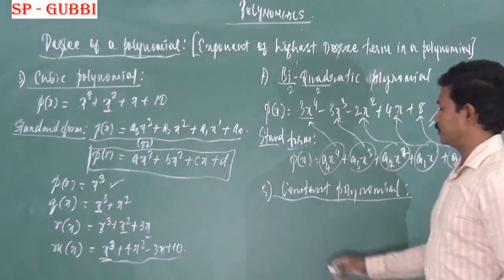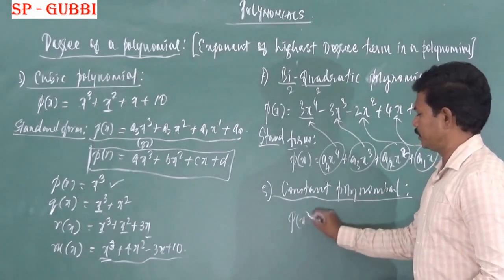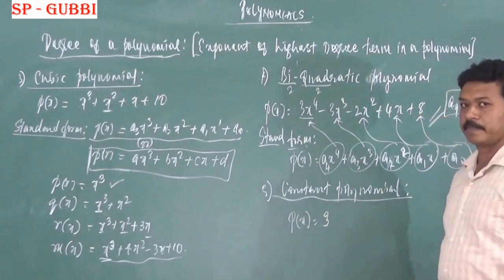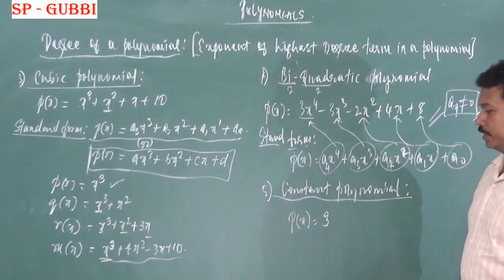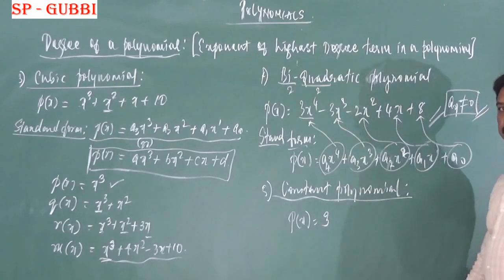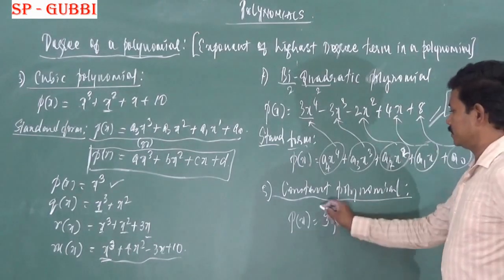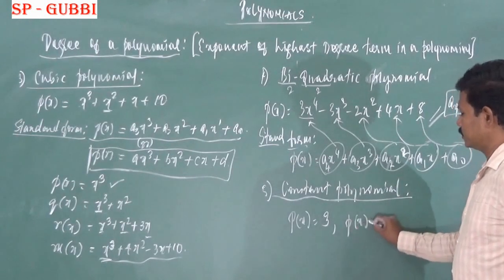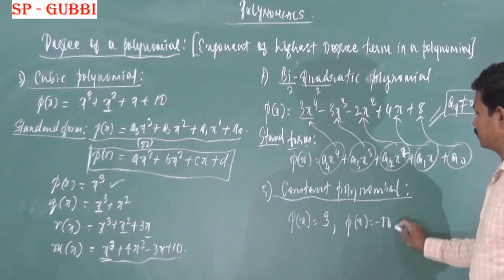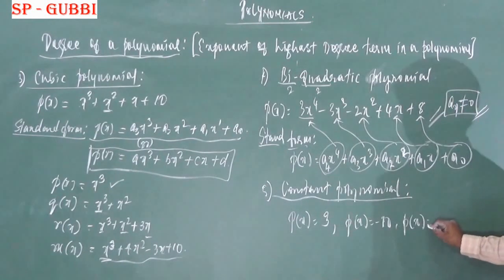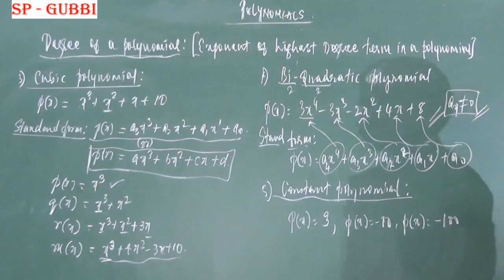What is a constant polynomial? If a polynomial p of x is equal to just a real number, then it is called a constant polynomial. P of x is 3 is a constant polynomial. P of x is equal to minus 10 is a constant polynomial. P of x is equal to minus 100 is a constant polynomial.